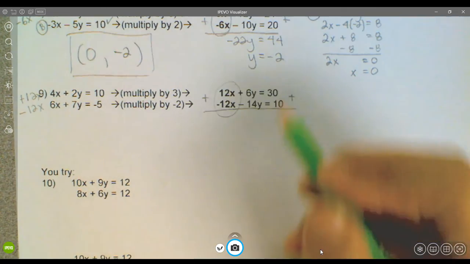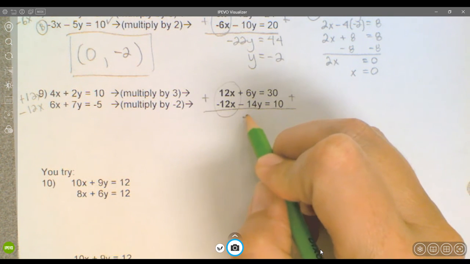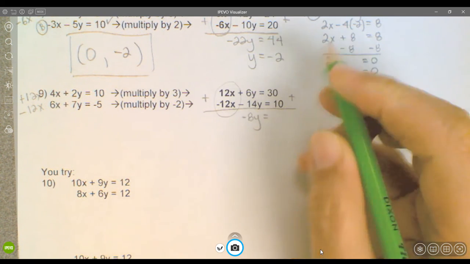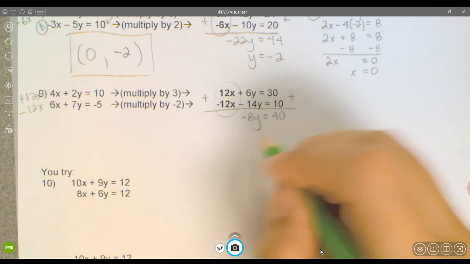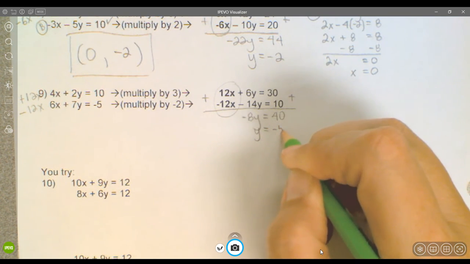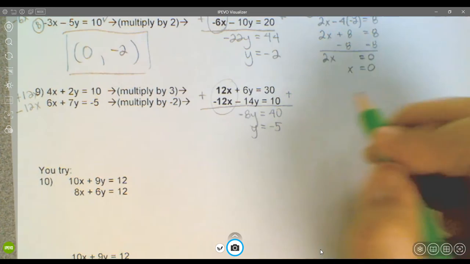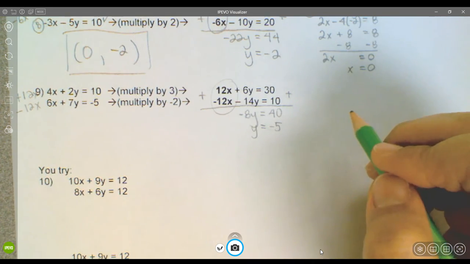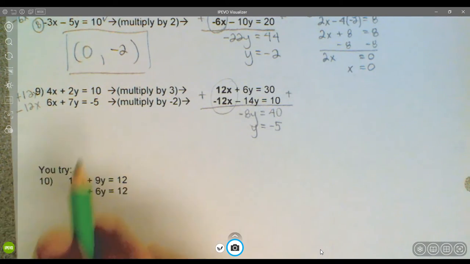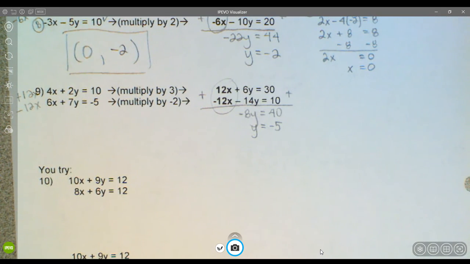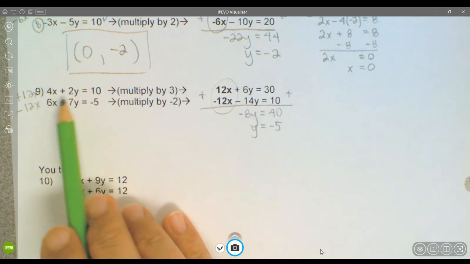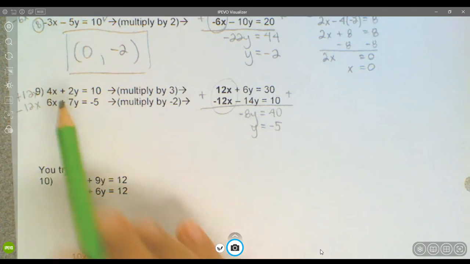So now I'm going to add. 6y plus negative 14y is negative 8y. 30 plus 10 is 40. When we divide by negative 8, we find that y equals negative 5. And now I'm going to look into equation A. All of these are equally yucky. So I think I want to look at equation A because I don't have to worry about negatives.